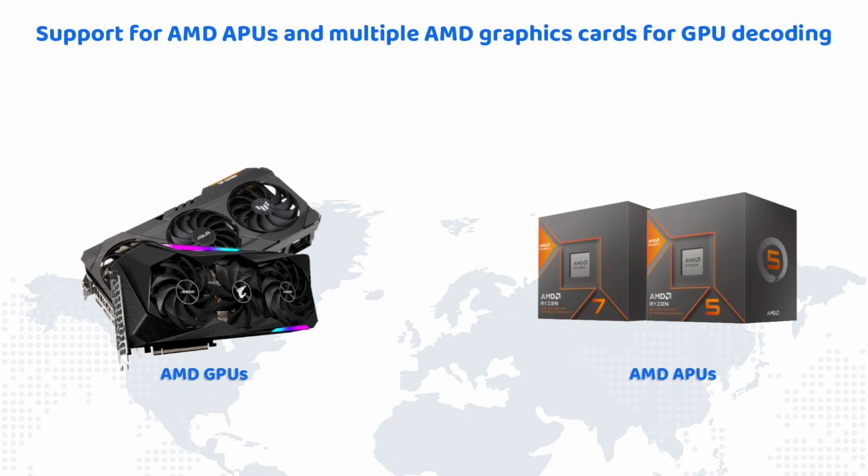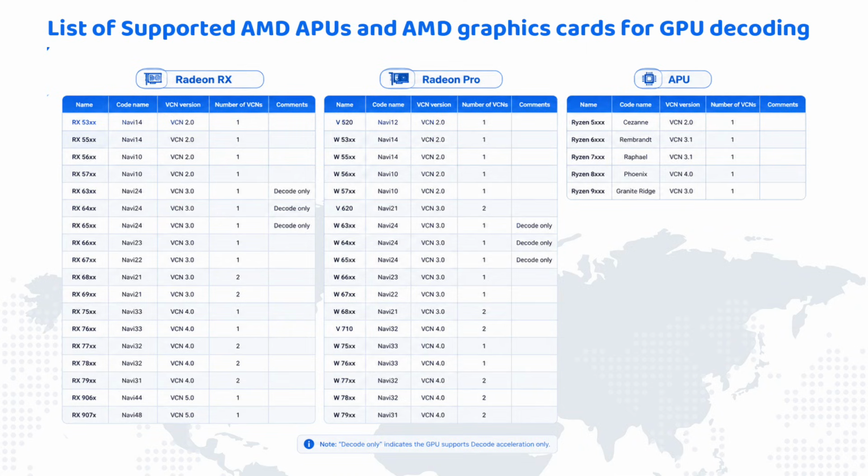One of the most anticipated features in GV-VMS V20.1 is the new support for AMD APUs and multiple AMD graphics cards for GPU decoding. This allows GV-VMS V20.1 to utilize supported AMD APUs and multiple AMD graphics cards for hardware-based video decoding, helping improve overall performance. Here are some of the supported AMD GPUs and AMD APUs. You can find the complete list and more details in the video description.